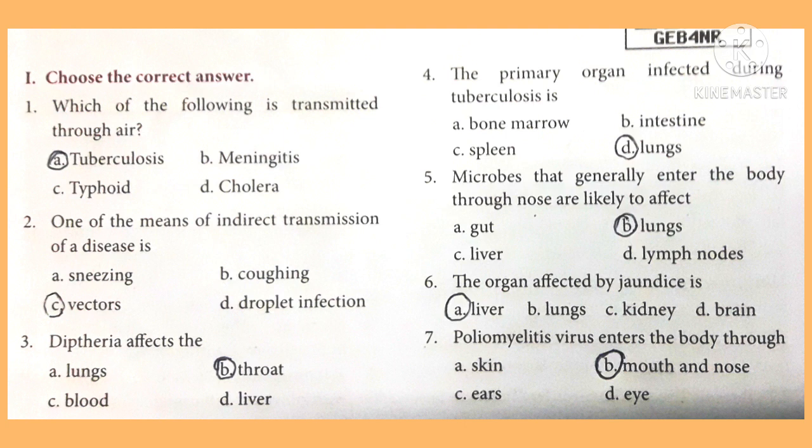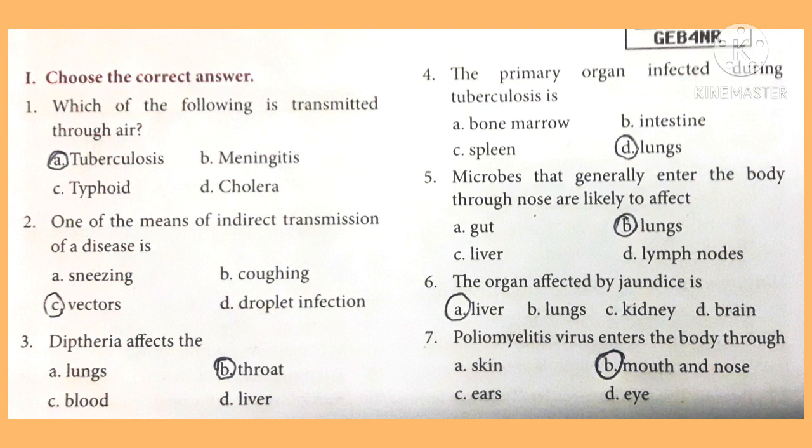Fifth one. Microbes that generally enter the body through nose are likely to affect. Answer: lungs. Option B. Sixth one. The organ affected by jaundice is. Answer: liver. Option A.